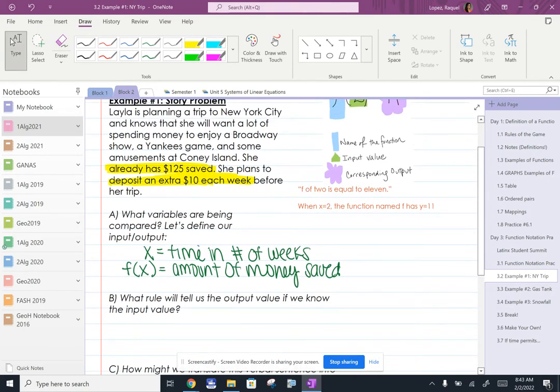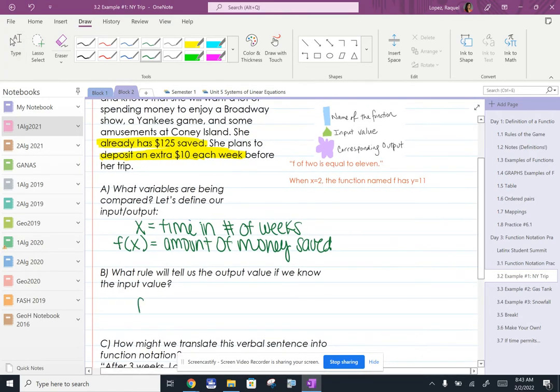Okay, so then part B is asking us to write a rule that compares our input and output value. So we're essentially going to be writing an equation. And so that information that we highlighted in yellow is going to be helpful to us as we write our equation. So we're going to start off by writing f of x equals, because the amount of money saved depends on the amount of time that has passed. Layla already has $125.